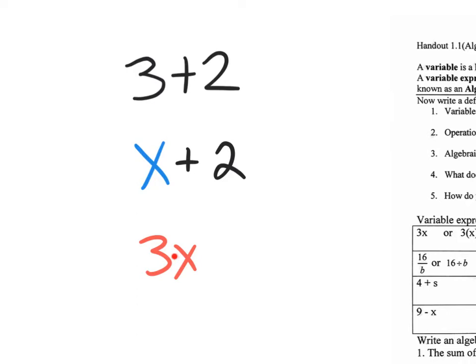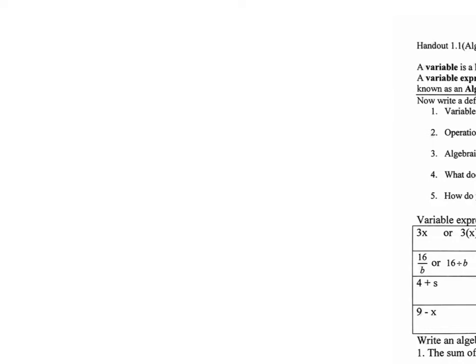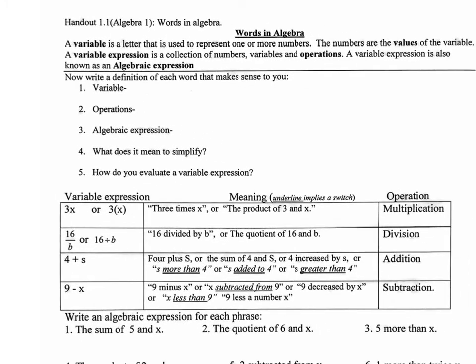So instead of 3 times x, you could use the word product, like the product of 3 and x. Product means multiplication. Or right here, when I say x plus 2, I could reread this with different words, saying the value of x increased by 2. Or I could say the sum of x and 2. So there's many different words that mean the same thing, and that's what we're doing today in this section. We're talking about words in algebra, okay?